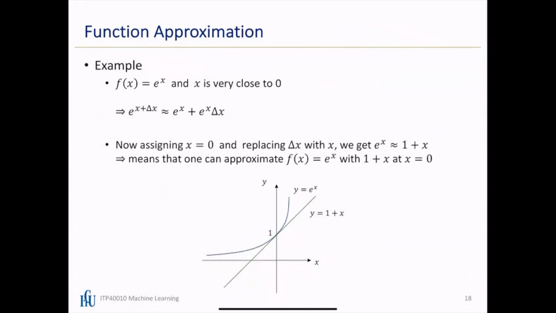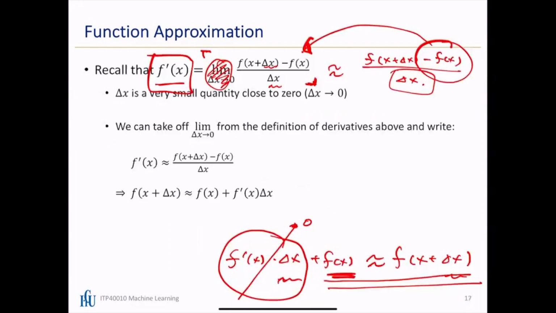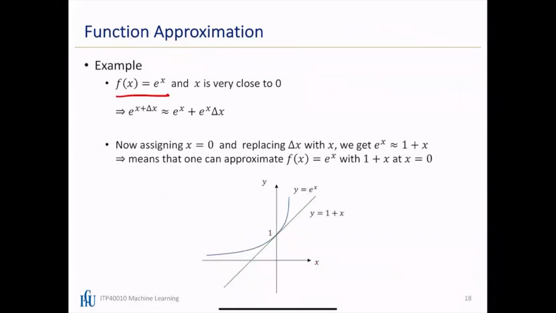Now let's try to understand what this means using an example. Say f(x) is e to the x and x is getting close to 0. In this case, if you use the formula that we came up with, f(x plus delta x) is approximately f(x) plus f prime multiplied by delta x. If you do so, we can write things down in this way.